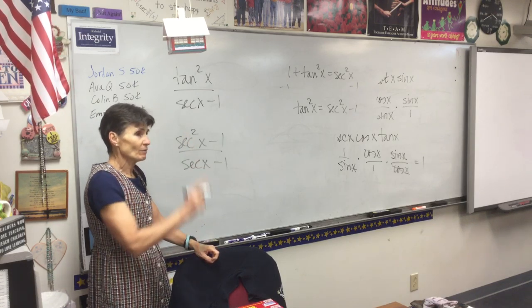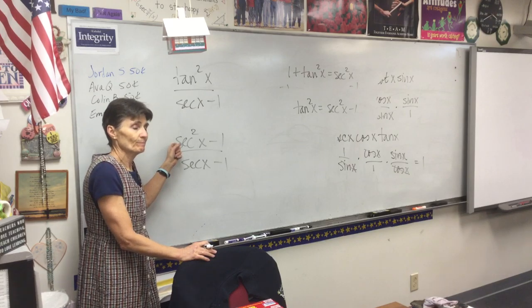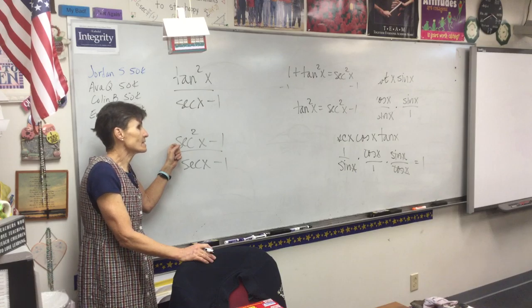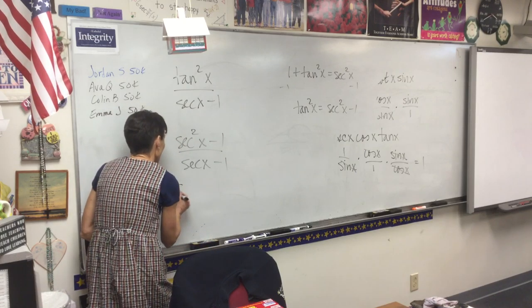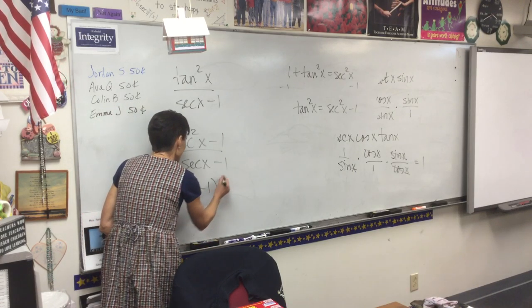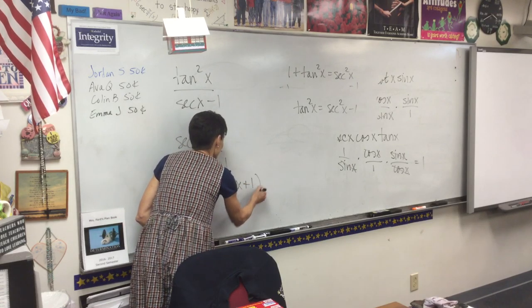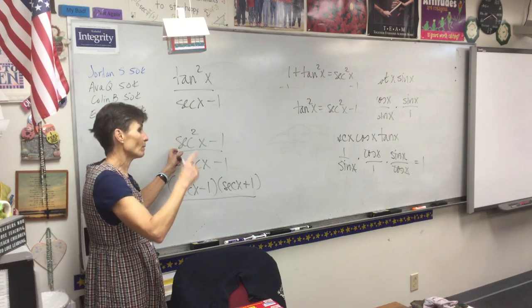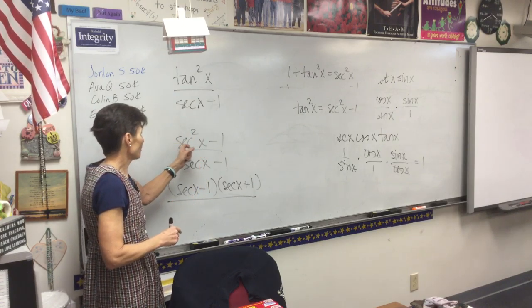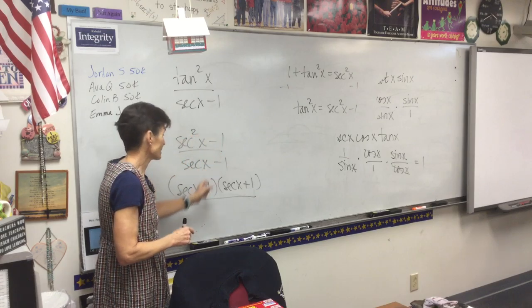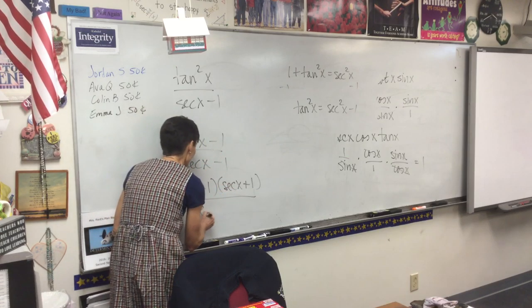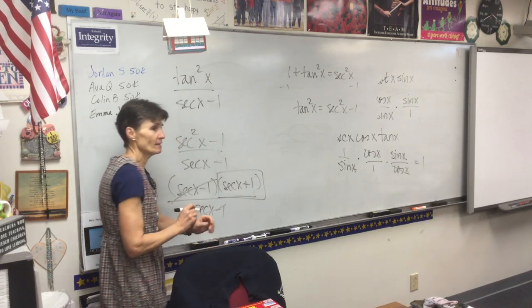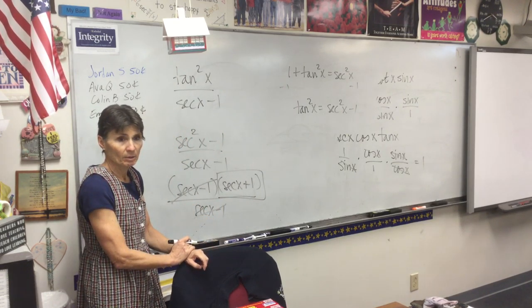However, this does factor. We've already talked about it this morning. This is the difference of squares. So it's secant minus 1 times secant plus 1. You've got to go back to first year algebra and remember how to factor squares. First plus last, first minus last. Here we go. Now, what happens? They cancel, and the answer is secant x plus 1.